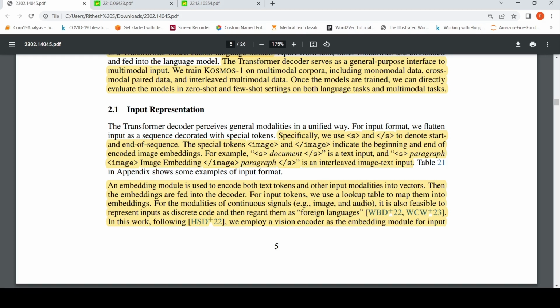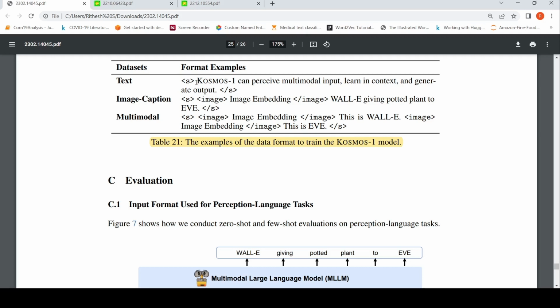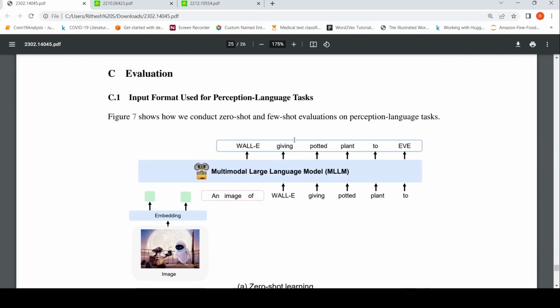Document is a text input. Paragraph is an image embedding; again, paragraph is an interleaved image input. There are some examples over here. These are examples of, say, image captioning. For image captioning, it is an image embedding, then there is text. For multimodal, you have an image embedding, text, and again an image embedding. So this is the input format. An example is shown over here.